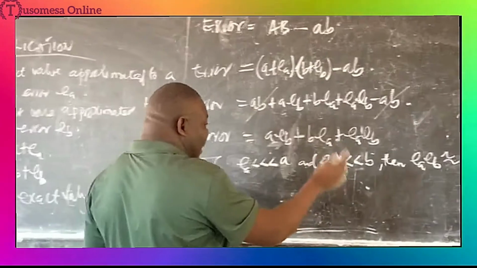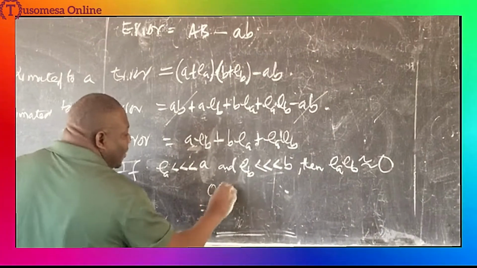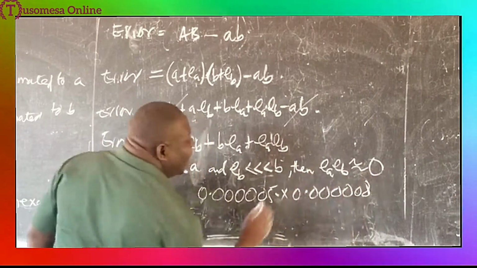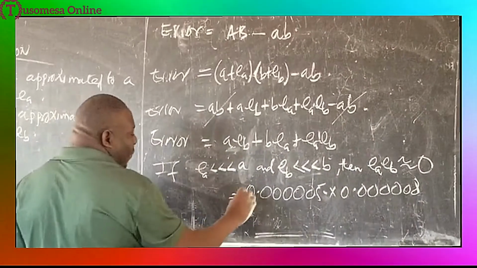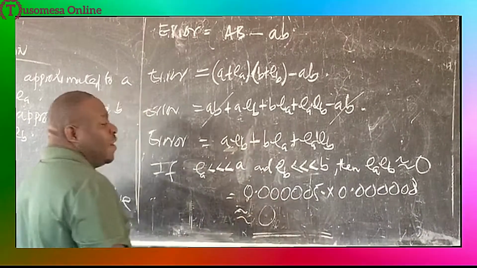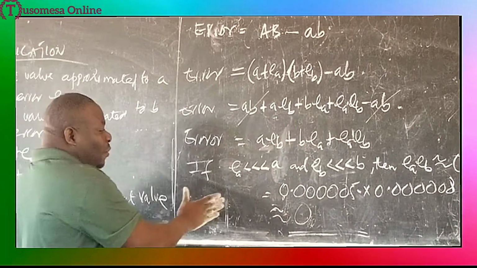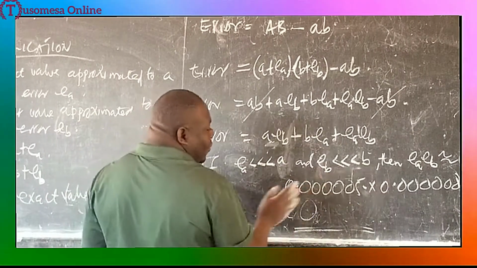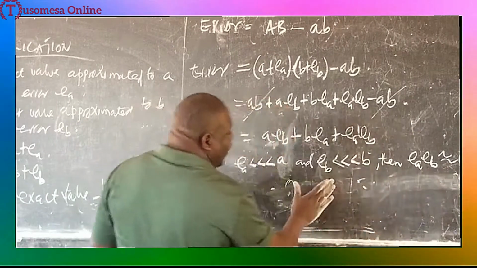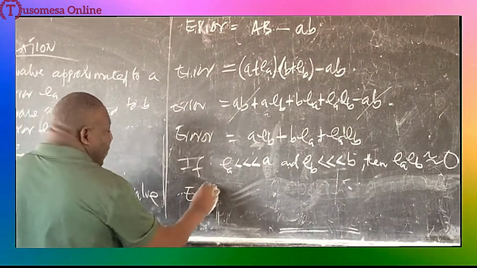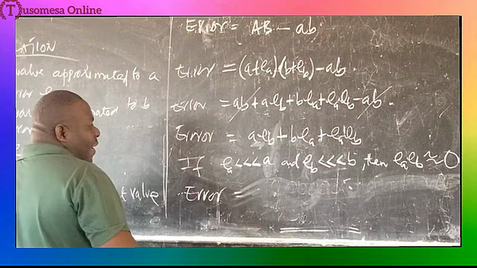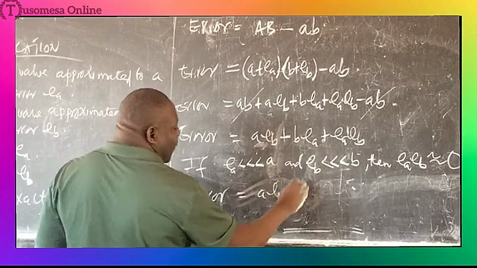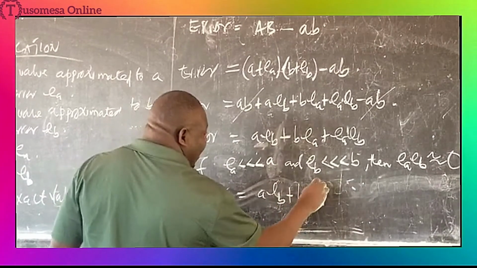Like if the error in A is 0.0000005 times 0.00008, those are very small errors. When you multiply them with your calculator, you get a negligible product. That is the meaning: if these two errors are very small compared to A and B respectively, then when we multiply these two errors, you get approximately 0. So the error here will equal the value of A times the error in B, plus the value of B times the error in A.